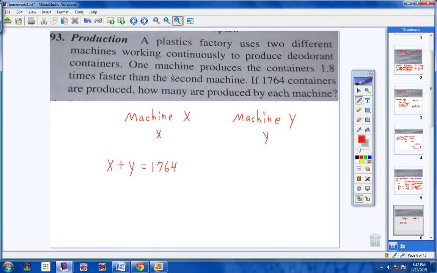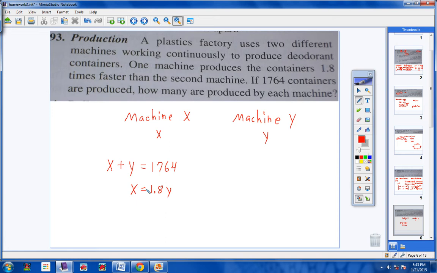One machine produces the containers 1.8 times faster than the other machine. So it really doesn't matter which machine you say is faster than the other. I'm just going to say this. X equals 1.8y. So X is faster, okay? If you take the Y machine amount and multiply it by 1.8, that's how much X does.